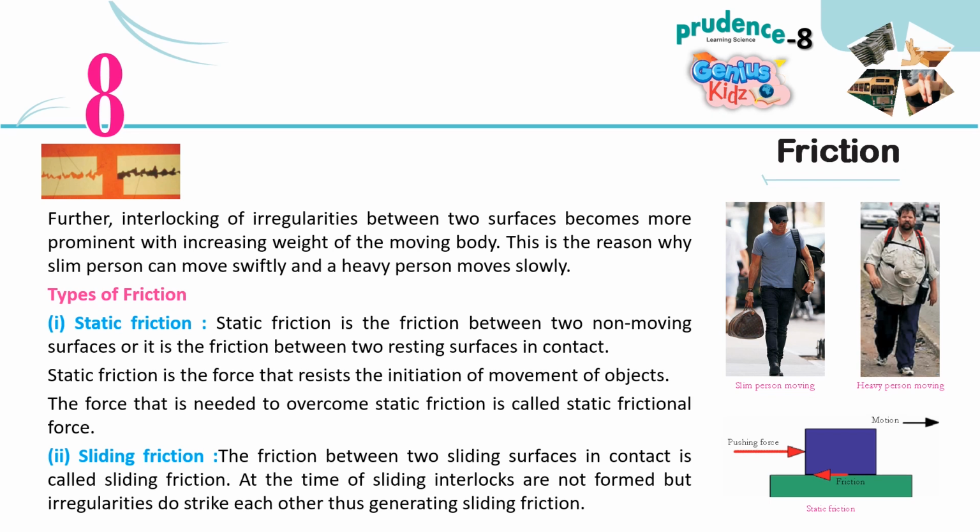2. Sliding friction. The friction between two sliding surfaces in contact is called sliding friction. At the time of sliding, interlocks are not formed but irregularities do strike each other, thus generating sliding friction.